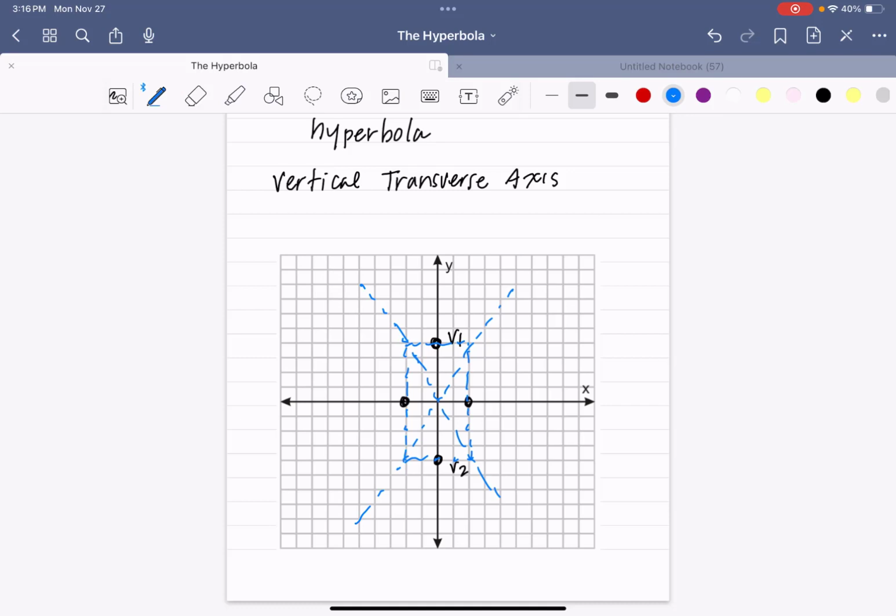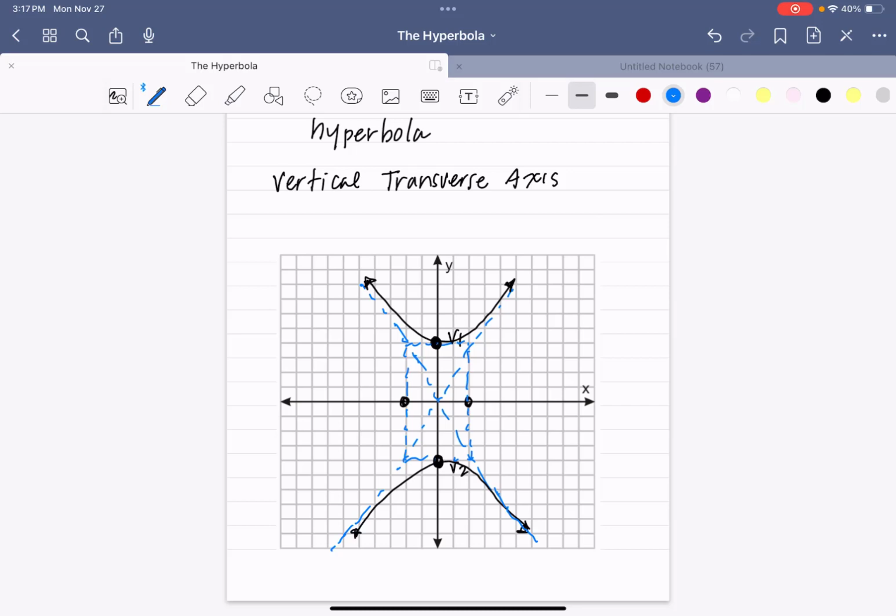And then I know that the hyperbola has to go through the vertex, and if it's got a vertical transverse axis that goes through both of those vertices, then we draw this curve close to the asymptotes and through the vertex. So close to the asymptotes and through the vertex. Okay, and those blue dotted lines there are just for guidelines.